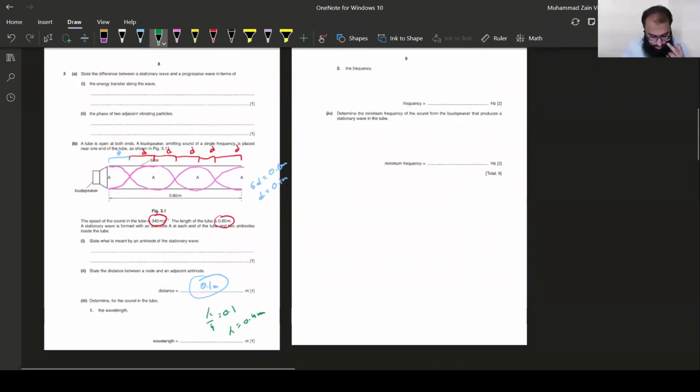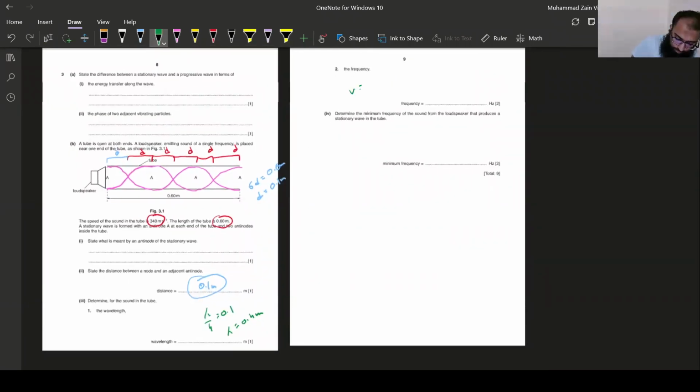And then they've given me the speed, which is 340. And then they've given me the wavelength, which I just found out right now. It's 0.4 meters. So obviously with this, I can find the frequency as well. V equals F lambda. From this, I can make F the subject and find the frequency.